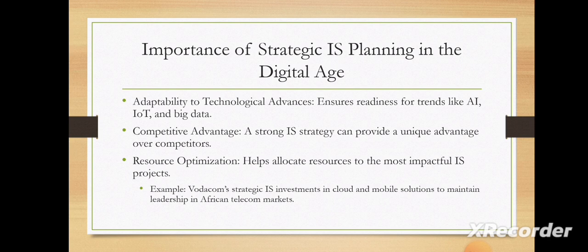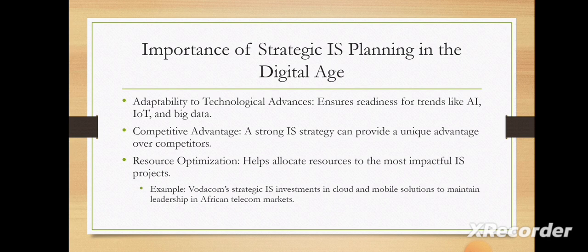Second is about competitive advantage. Strategic information system planning gives organizations a competitive advantage. If you have a strong information system strategy, then it is possible for you to set yourself apart in the crowded marketplace. You can have your own marketplace, which is more efficient as compared to other marketplaces. Finally, strategic information system planning helps to optimize resources by focusing on the most impactful projects.